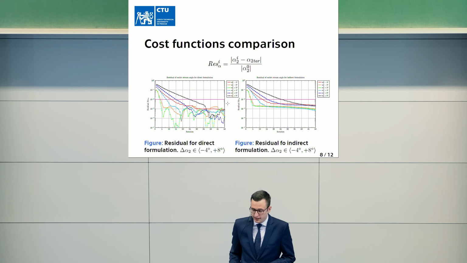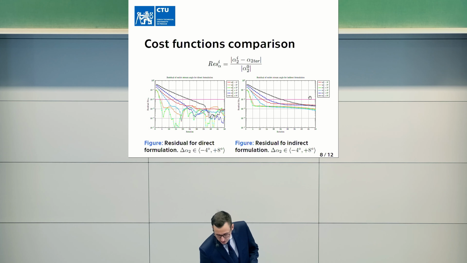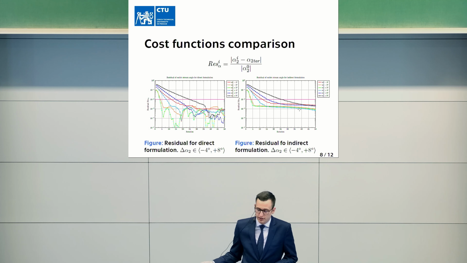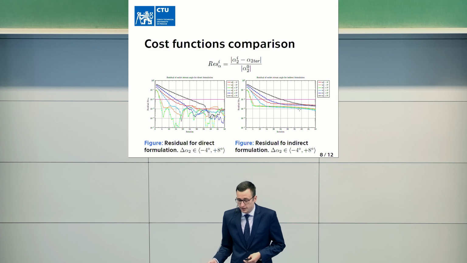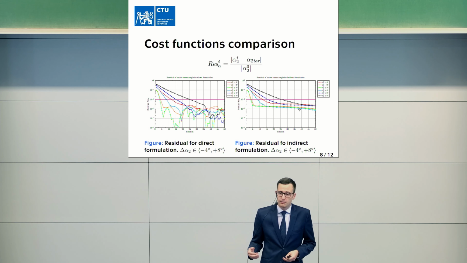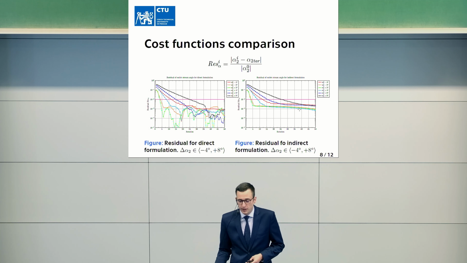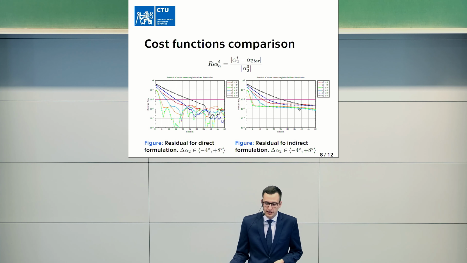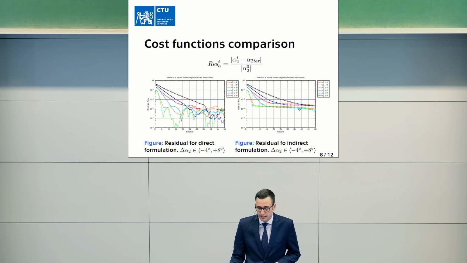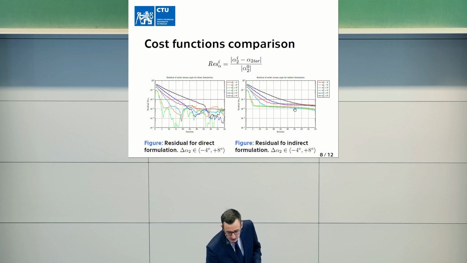However, what we can see here is that the indirect formulation has a somewhat smoother run of the residual itself. This is probably because of the thing I mentioned, that the indirect formulation uses much more information from the flow field to approximate the gradient, and therefore it can be assumed that it is a bit more precise, and therefore we don't have such big jumps in the residual as for the direct formulation.